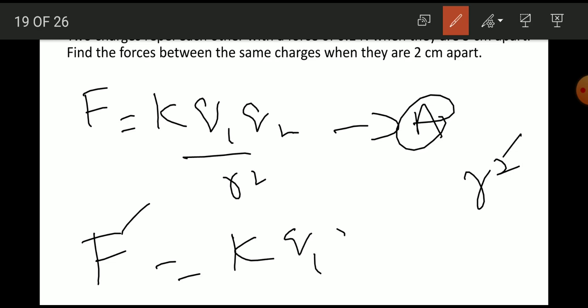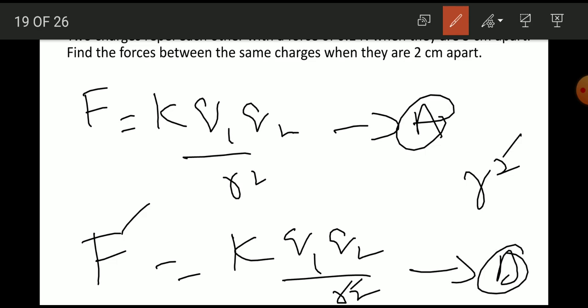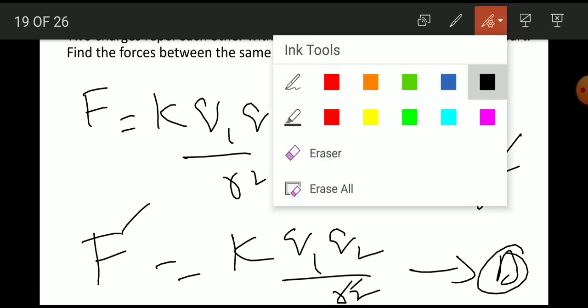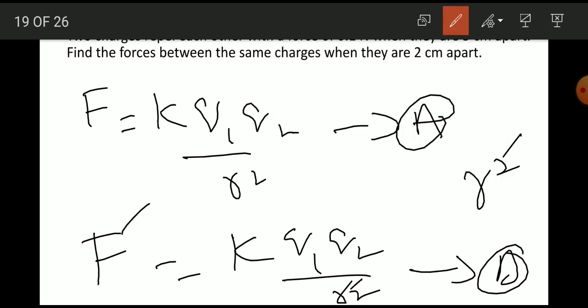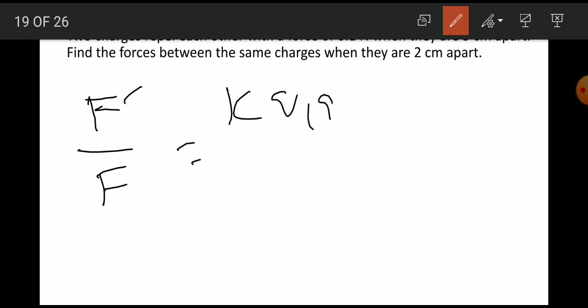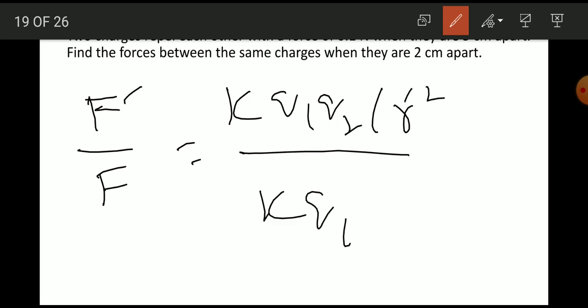F = K Q1 Q2 divided by R square, equation B. Now divide equation A by equation B. F prime divided by F is equal to K Q1 Q2 divided by R prime square, divided by K Q1 Q2 divided by R square.